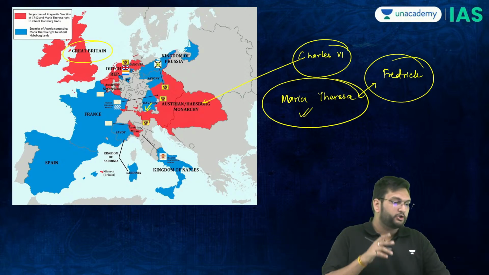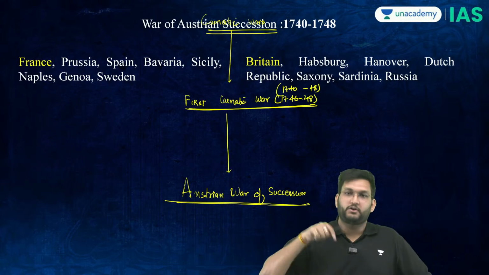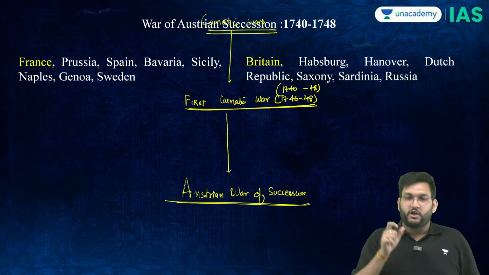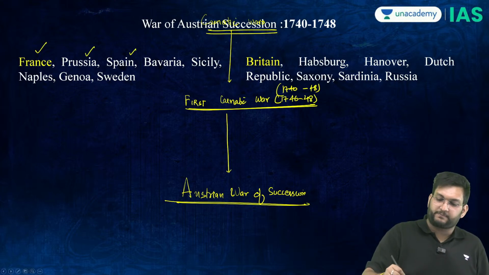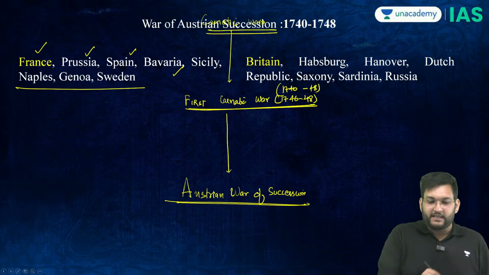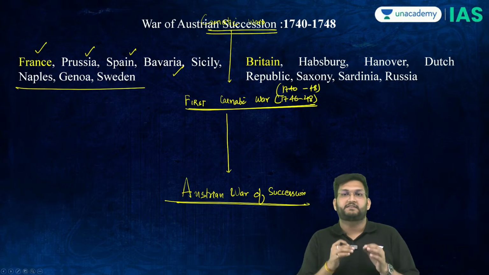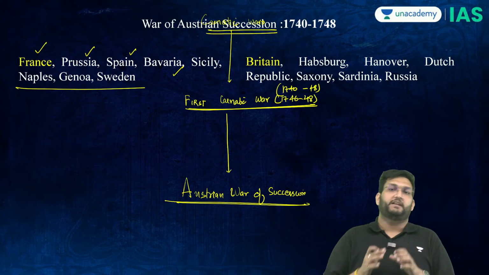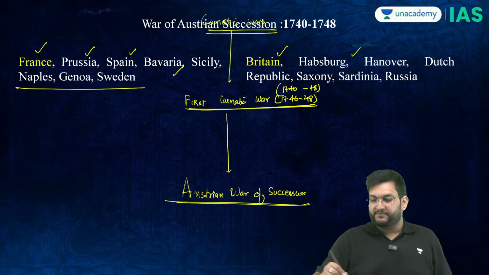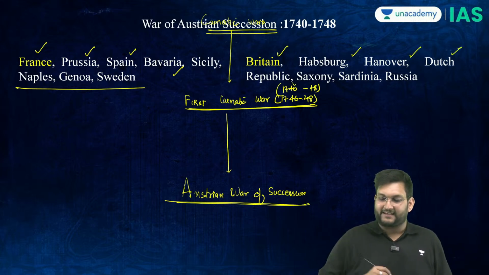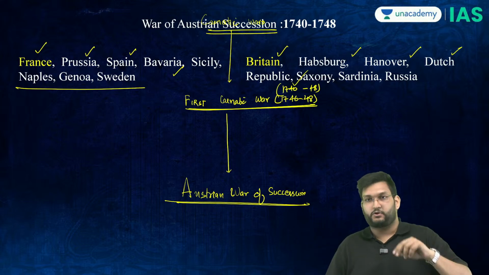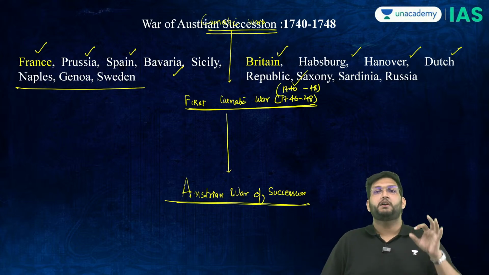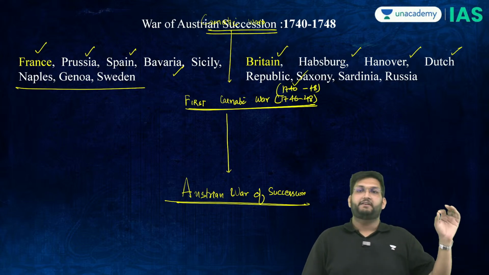And this is where two factions will develop in Europe itself, which is called the Austrian War of Succession, in which France, Prussia, Spain, Bavaria, Sicily, Naples, Genoa and Sweden will say Frederick is going to become the next ruler. Britain, Habsburg, Hanover, Dutch, Saxony, Sardinia and Russia will say Maria Theresa is going to become the next ruler. This is called the Austrian War of Succession, 1740-48.